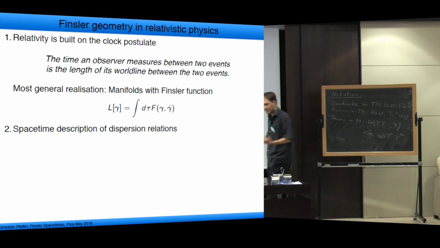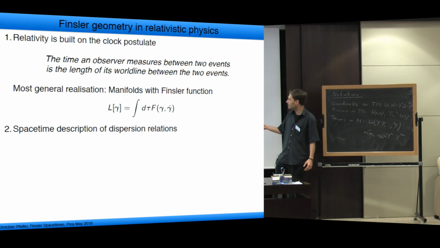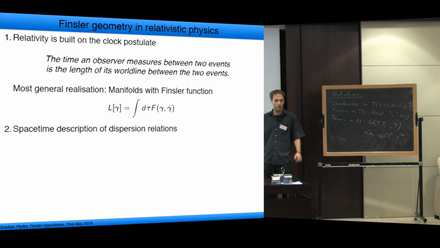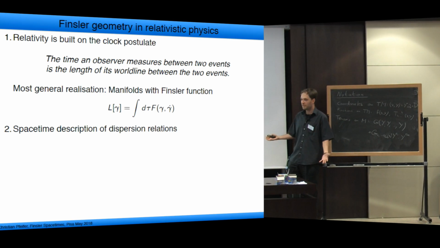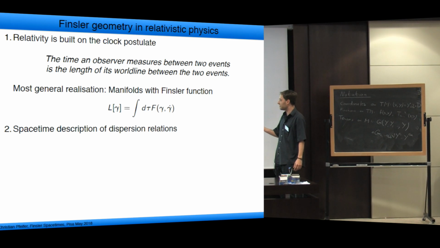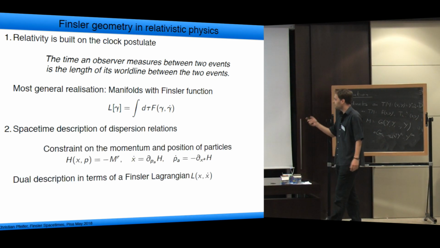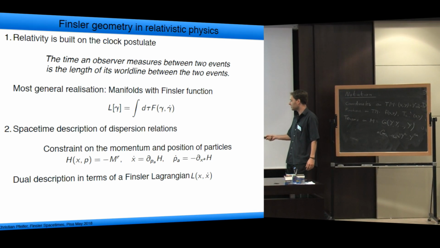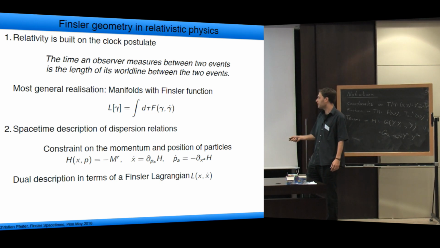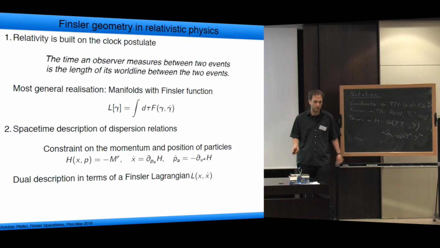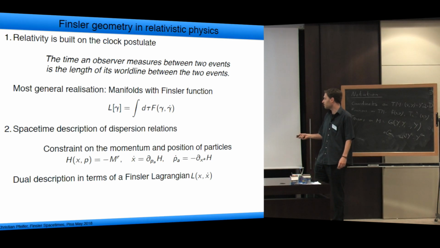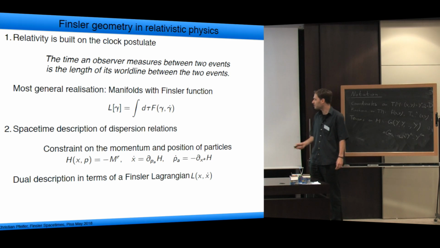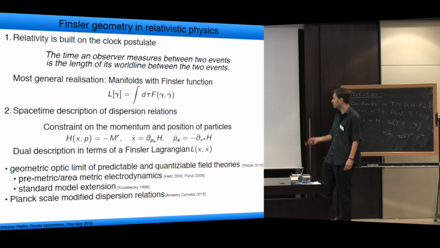And the most general realization you can think of is a manifold equipped with a Finsler function, because the existence of a Finsler function guarantees a geometric length of a curve. So this we need for an observer's measurement of time. So why not study the most general realization of this? Then the second part is that a dispersion relation is a constraint on the momentum and the positions of the particles, and it can be formulated in terms of a Hamilton function on the cotangent bundle of space-time, and then the motion of the particle is derived by the Hamilton equations of motion. And the dual description of such a system can be done in terms of Finsler Lagrangians.